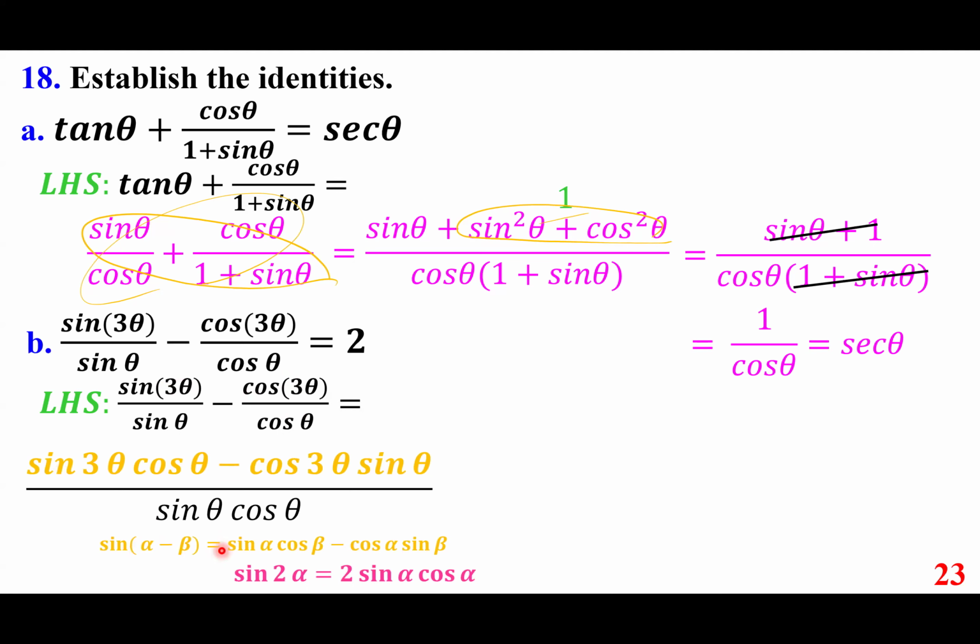Sine of alpha minus beta is sine alpha cosine beta minus cosine alpha sine beta. I hope you notice that it works that way, okay? So the numerator is sine of 3 theta minus theta, sine of alpha minus beta. The numerator is sine of alpha, 3 theta, minus beta, which is theta only. So that's pretty straightforward.